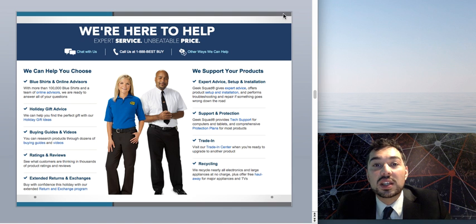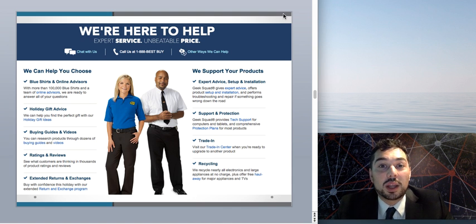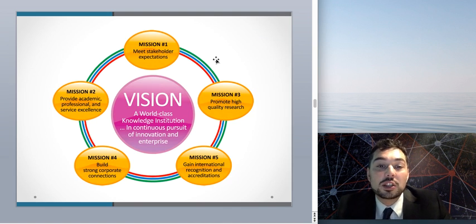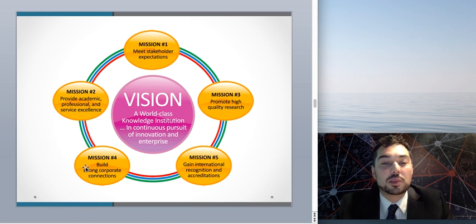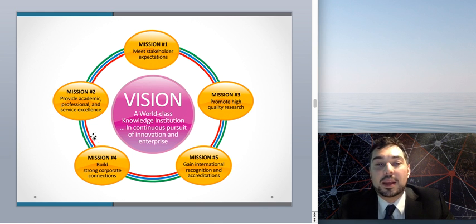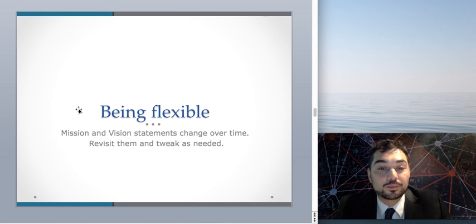So the next example is from an ESL school internationally. So their vision is to be a world-class knowledge institution in continuous pursuit of innovation and enterprise. And then they have different missions, the way they're going to get there. So meet stakeholder expectations, promote high-quality research, gain international recognition and accreditations, build strong corporate connections, and provide academic, professional, and civic experience. This might not be the best crafted mission and vision statement, but it gives you an idea of how to frame what you're communicating in different ways than just text.